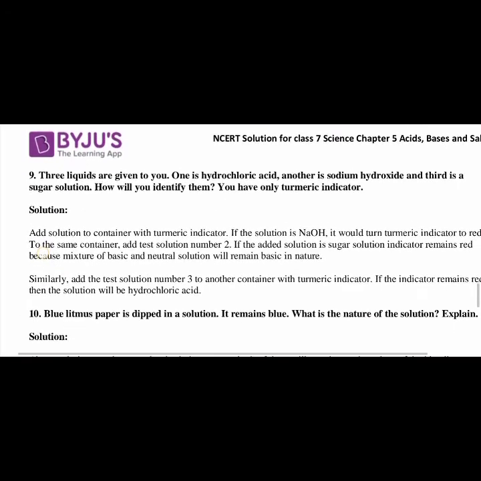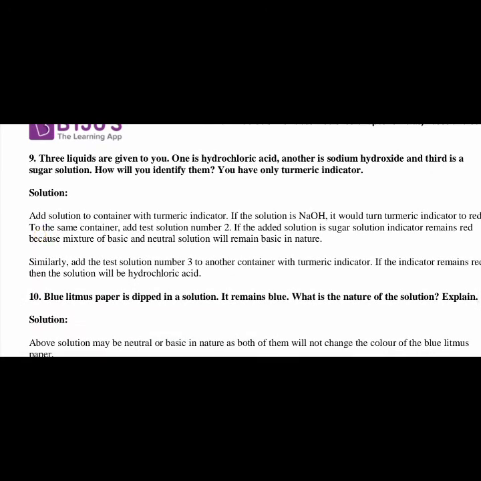Next question. Three liquids are given to you. One is hydrochloric acid, another one is sodium hydroxide, and the third is a sugar solution. How will you identify them? You have only turmeric indicator. So using only turmeric indicator, we should identify them.